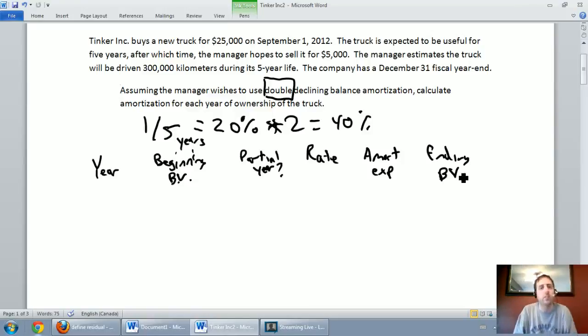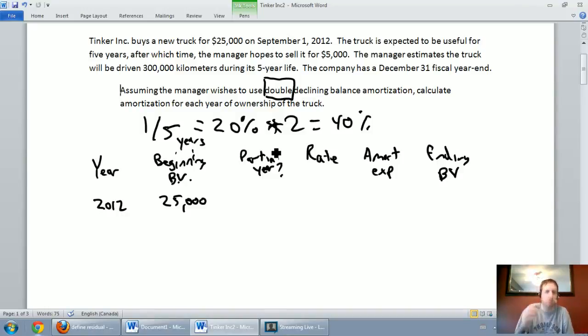So we're going to fill out this table for all 5 years of this asset's useful life, starting in 2012. So in 2012, our beginning book value is what we paid for the asset. We bought an asset for $25,000. According to our records, the asset's worth $25,000. Is the first year a partial year? Absolutely. It's only going to be from September 2012 to December 31st, 2012. That's our fiscal year. And whenever I talk years, I'm talking fiscal years. It just happens we have a December 31st fiscal year end. But I'm only going to be worried about September, October, November, December.